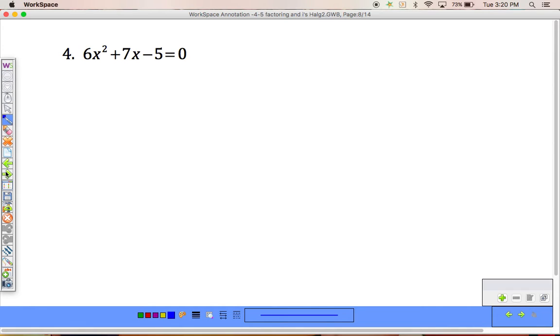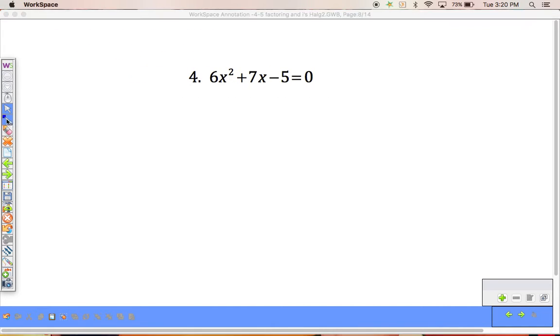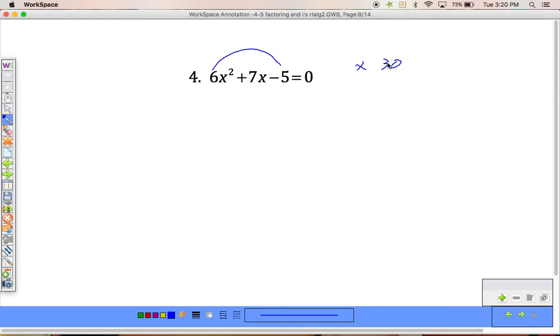All right, this next one. All right, so 6 times 5 is going to be 30 again. But this time, since my last term is negative, I'm going to have a plus and a minus. The two numbers I want to pick are going to subtract to give me 7. Going through my factors, what two numbers multiply to give me 30, subtract to give me 7? I'm going to go with 10 and 3. 10 times 3 is 30, 10 minus 3 is 7.